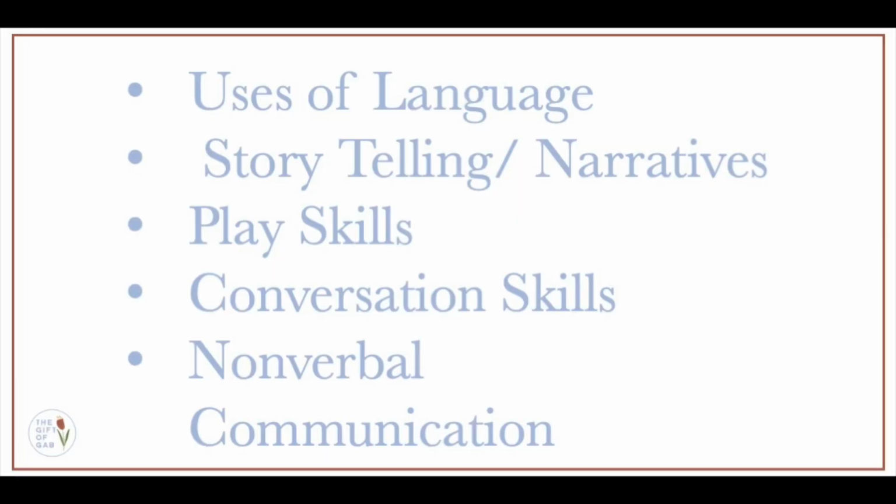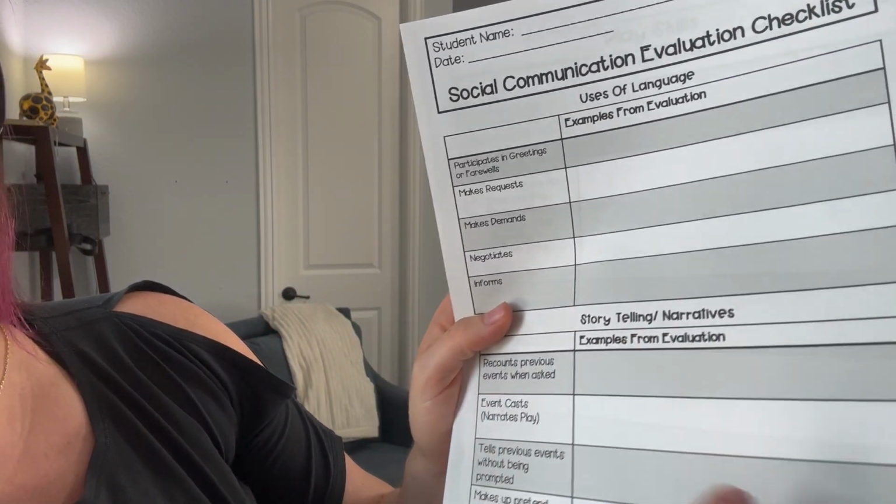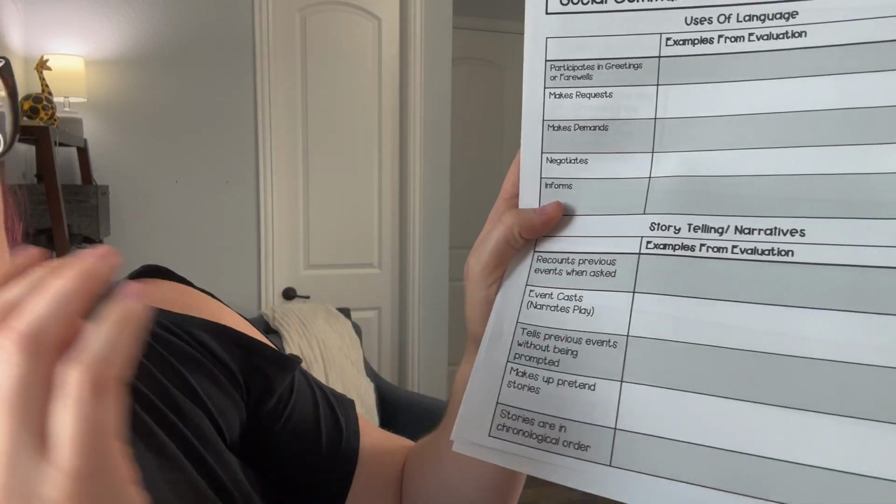So we have uses of language, we have storytelling and narratives. I also look at play skills and then conversation skills. And we have things like nonverbal communication. Those are the areas that I am watching. And like I said, I start in the classroom. I bring my checklist with me on my clipboard and I just start watching the child. And if I see him or her do something, then I just write an example right here in the line.